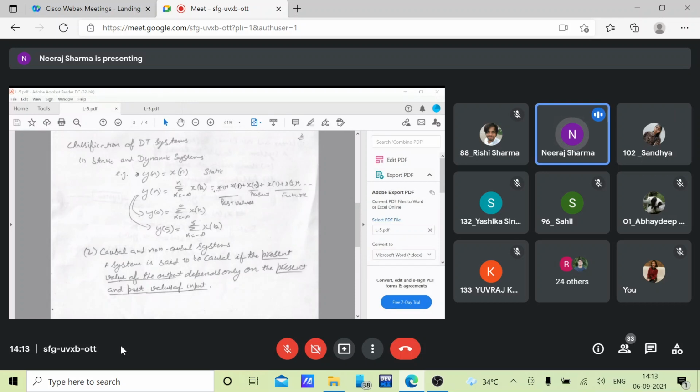Do you find any kind of similarity between the two types of classification, that is, static and dynamic, and causal and non-causal? Sir, causal will be like static. Sandhya, your audio magnitude is very low, speak a little louder, or the mic is not working properly.